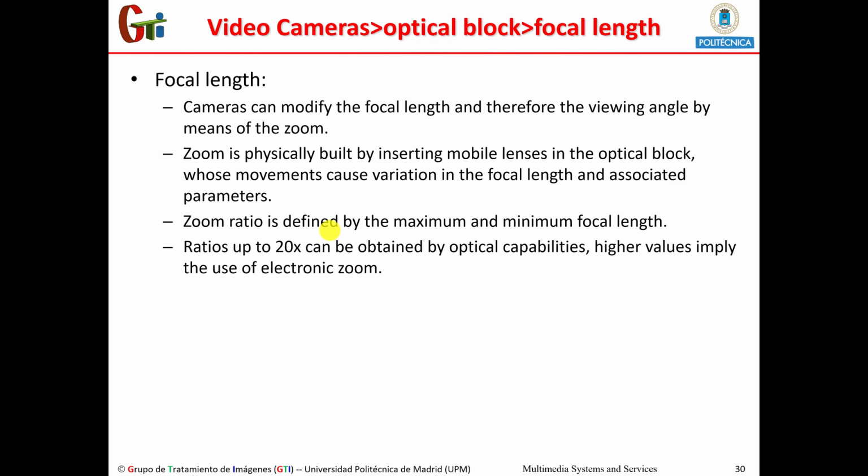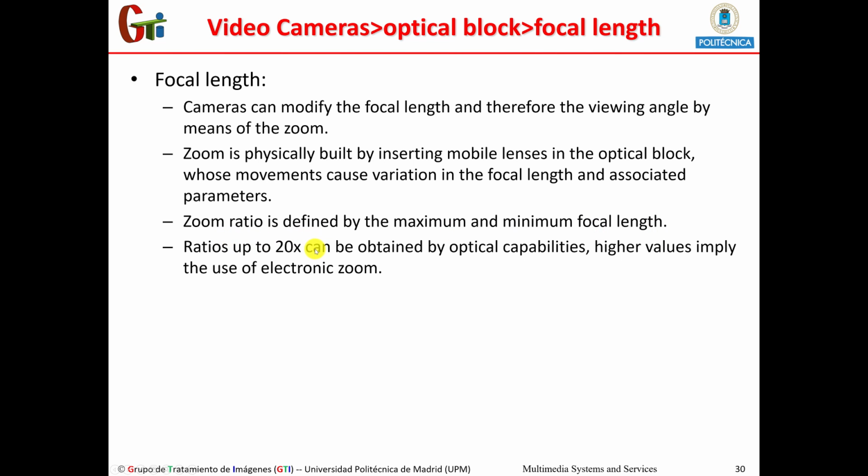As we have said, the focal length is related with the concept of zoom. Varying the focal length, we have a different angle of view that produces a different zoom feeling. This zoom effect is physically obtained by integrating different mobile lenses in the optical block. The variation, the different distance among these mobile lenses, allows changing the focal length and consequently the zoom factor. In fact, the zoom ratio can be defined as the maximum and minimum achievable focal length.